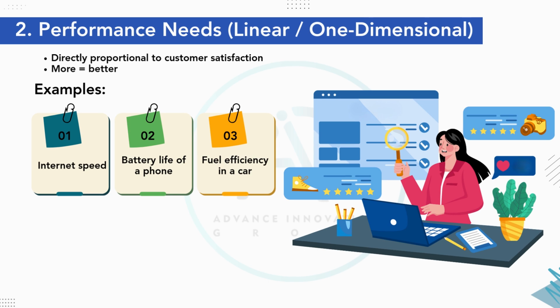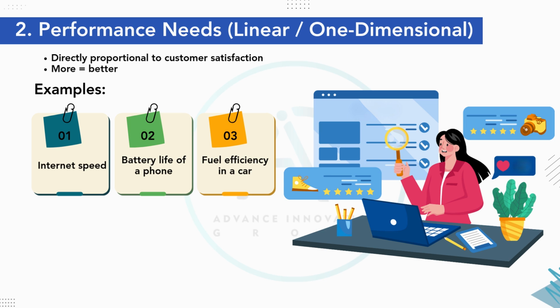Next, we explore the second category of the Kano model, performance needs, also known as linear or one-dimensional requirements. These are features where customer satisfaction increases proportionally with performance. Simply put, the better you deliver, the more satisfied the customer becomes, and the worse the performance, the more dissatisfaction builds. Unlike basic needs, performance needs are visible to the customer and actively influence buying decisions. These features compete in the marketplace and customers usually compare them across products.